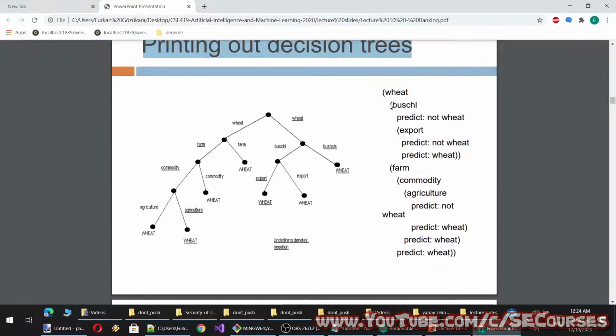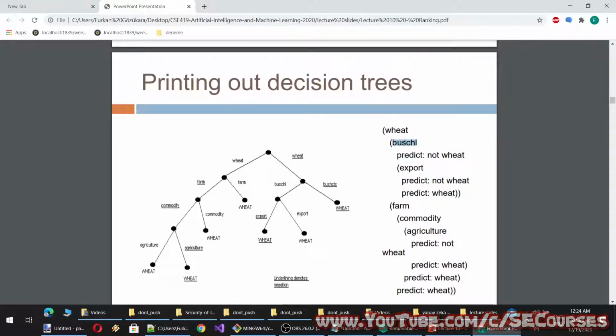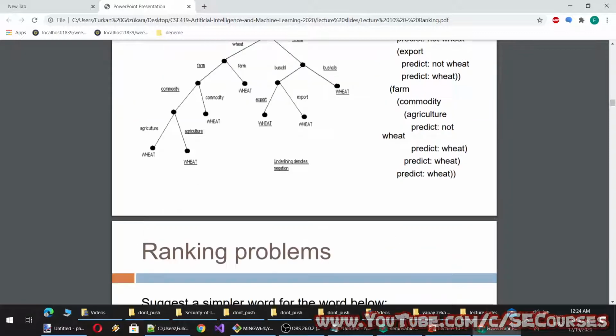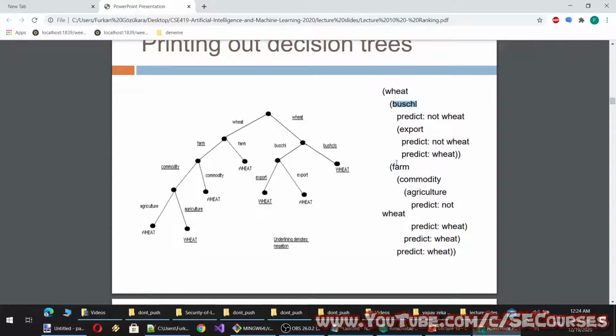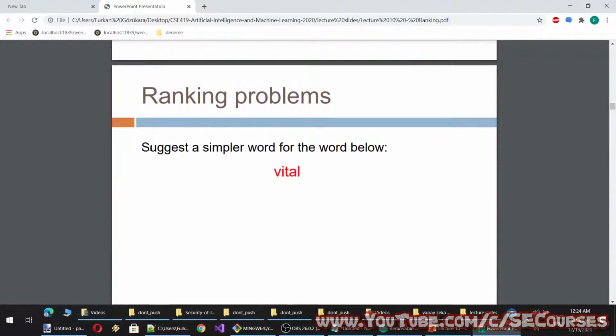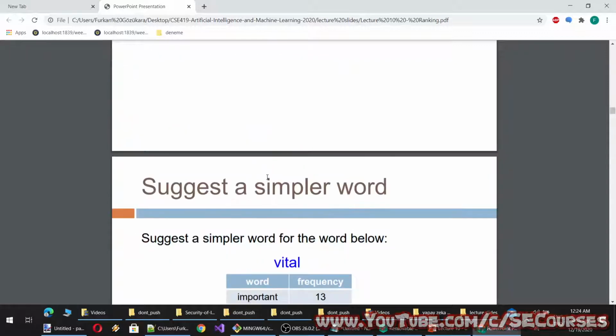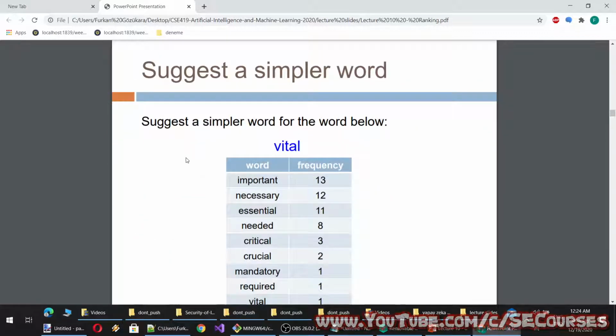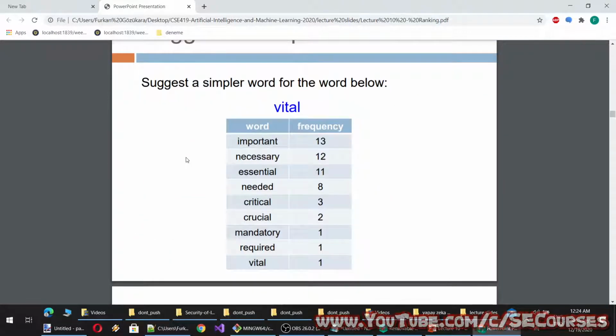Printing out decision trees such as with this one and predict not with export. Okay, anyway. Suggest a simpler word for the word below vital. And when we suggest a simpler word for the word below vital, you see important, frequency 13.